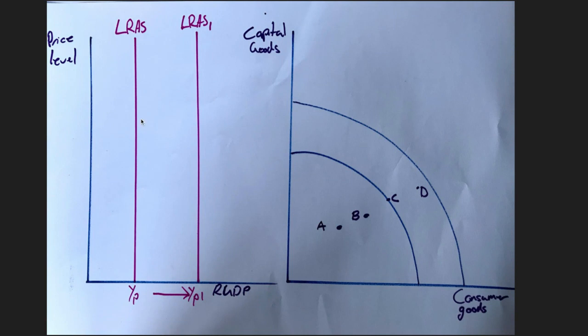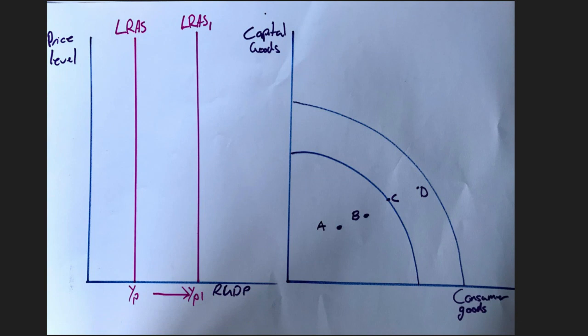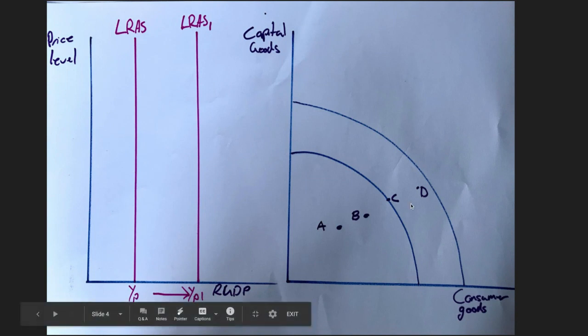Okay, so for Excellence, you just need to have a PPF curve, as well as a long run aggregate supply curve drawn on your graph. And then just the link between them is explaining the productive capacity, this line equals that line, and that kind of concept that I just talked about.